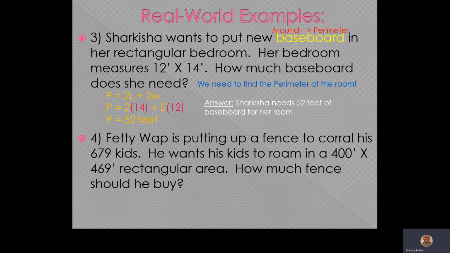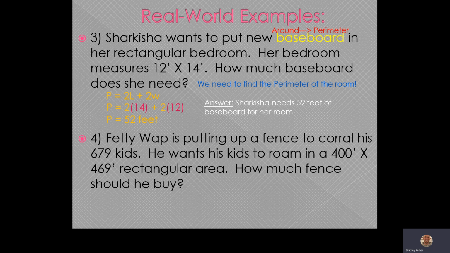Sharkeisha wants to put a new baseboard in her rectangular bedroom. Her bedroom measures 12 feet by 14 feet. How much baseboard does she need? Automatically, since there are words, it makes the problem tougher. So what we're going to do is look at some keywords in this passage that will tip you off and let you know what you need to do to solve.